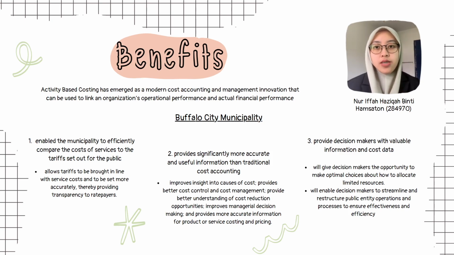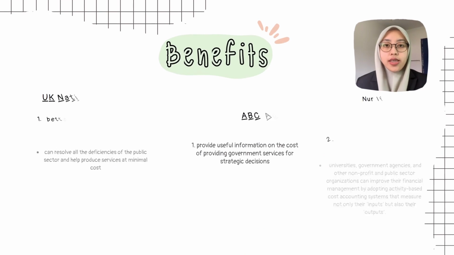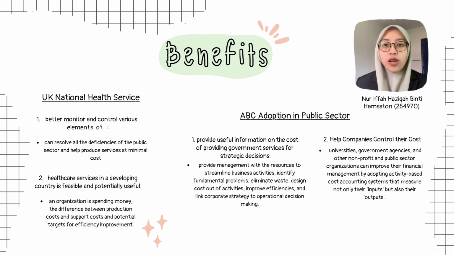for example, legislators, public officials, and administrators, with valuable information and cost data. The cost data can be crucial since it allows decision makers to make the best decision for allocating limited resources. Finally, data from this activity-based costing will allow decision makers to optimize and restructure public entity operations and procedures to guarantee effectiveness and efficiency. Next, King 1995 carried out studies on hospitals in the UK and concluded the UK National Health Service can benefit from the implementation of activity-based costing.